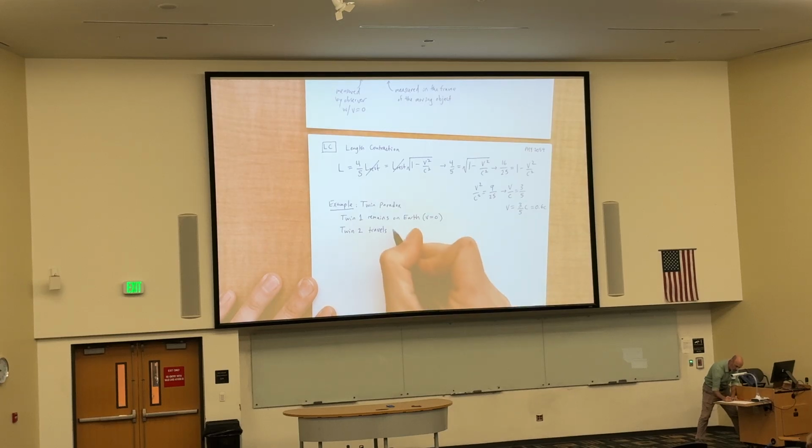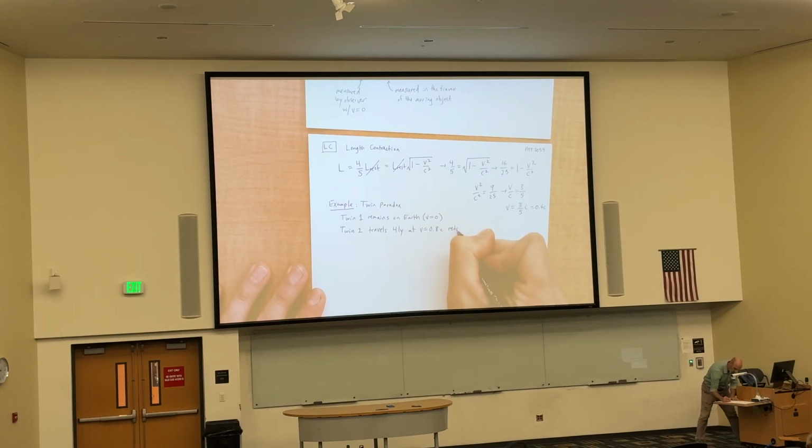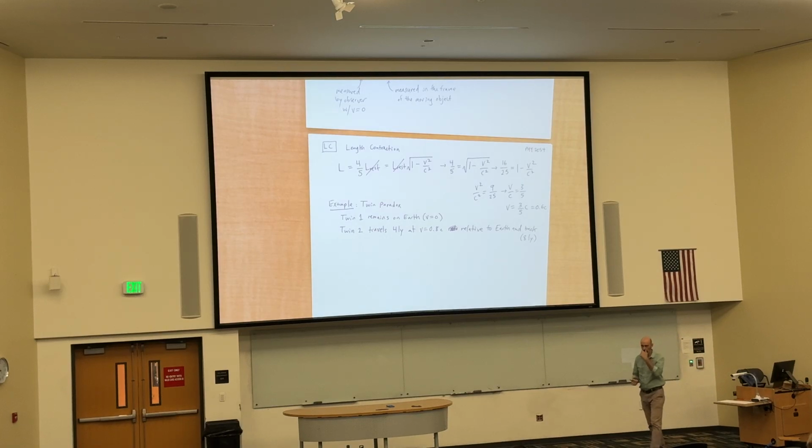So twin 2 travels, let's say, 4 light years at v equal to 8/10 of the speed of light, 80% of the speed of light. So the full trip, because they're traveling 4 light years out, is 4 light years out and 4 light years back. So a total of 8 light years. Then they turn around and come back.